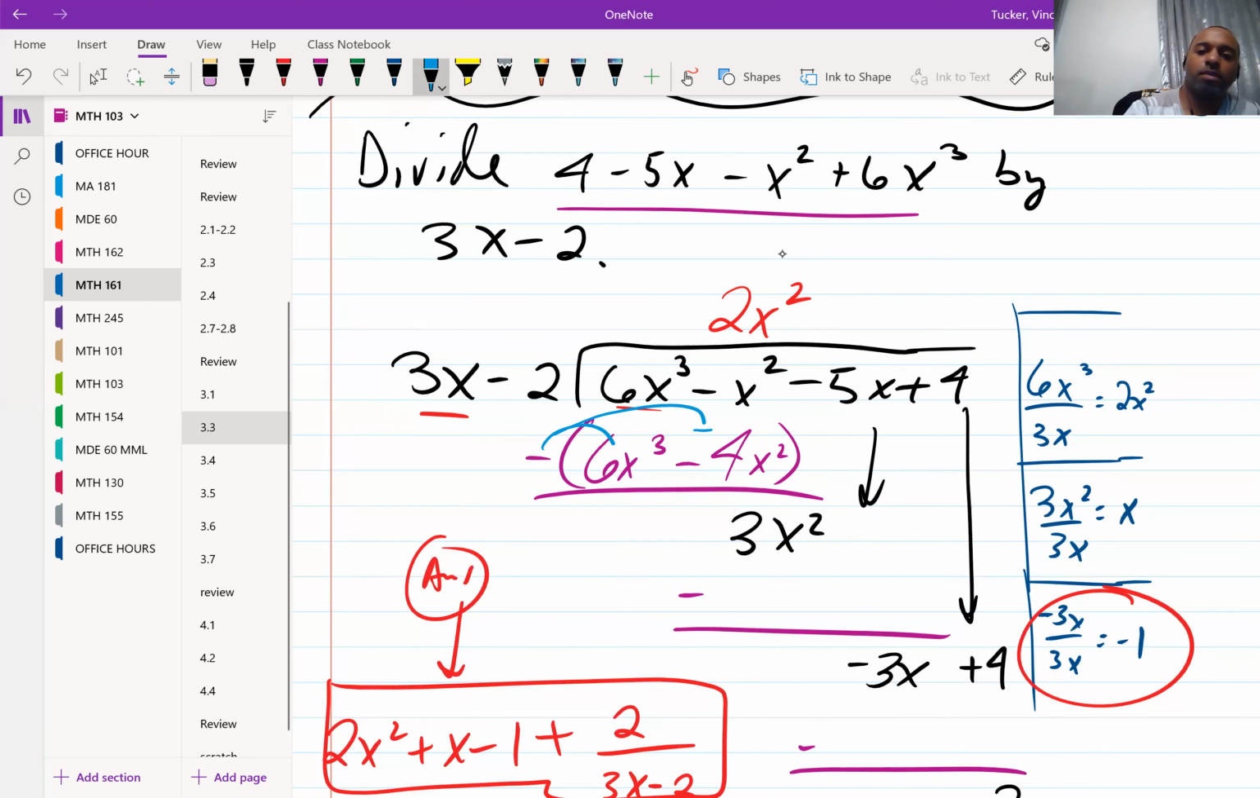Distribute. So negative 1x squared plus 4x squared, because the negative to negative term is positive now. That sign's going to be positive. So that leaves you with 3x squared right here. Bring down your minus 5x.